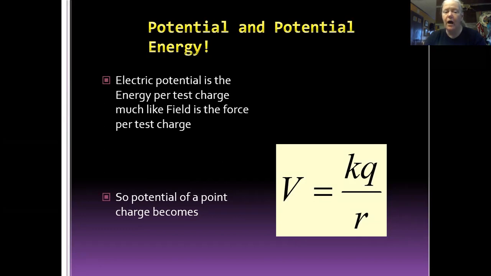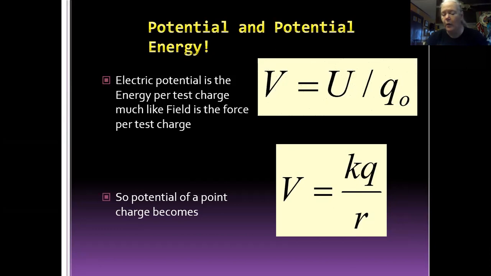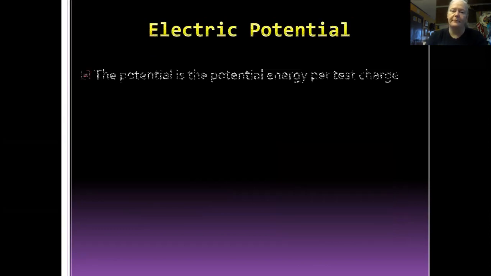Okay, so another way we can write it is the potential energy per test charge, just like if we solved for E from the previous sets of notes, it would be force divided by the test charge.